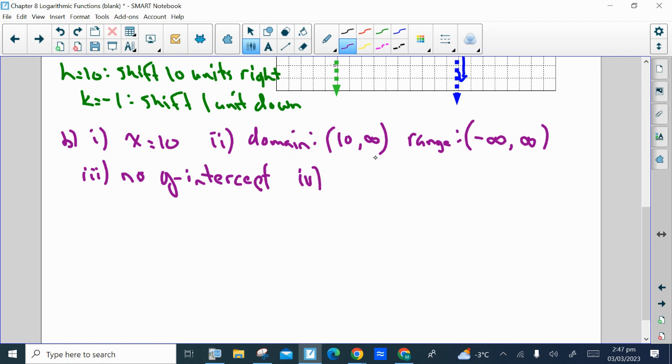And the x-intercept, we know that it is at the point 20, 0. You could also find it by letting y equals 0 in the equation and solving for x. Okay? The mapping. So we went 10 to the right and 1 down, which means you added 10 to the x's and subtracted 1 from the y's. So there's our mapping notation.